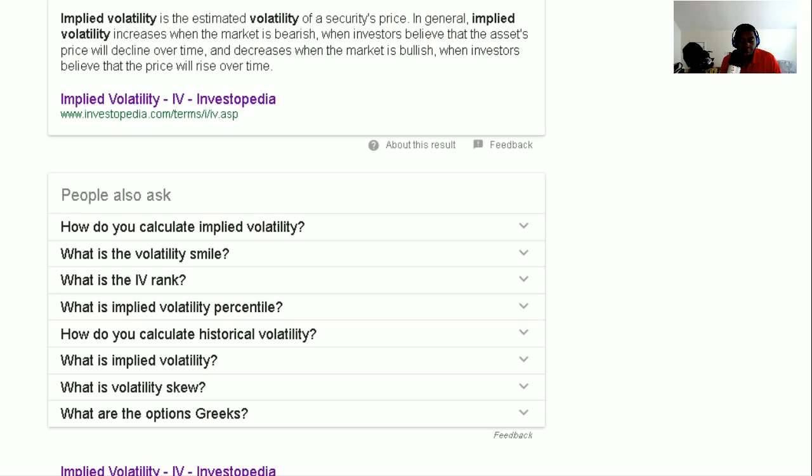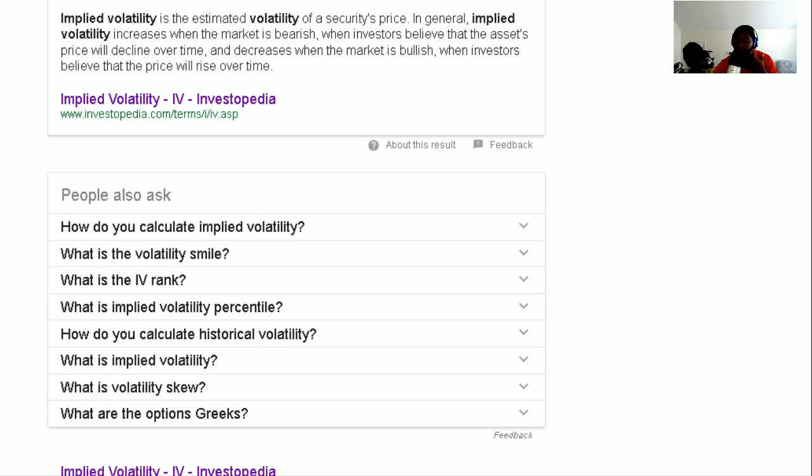So you want to look for solid implied volatility in the direction that you believe that particular stock is going to go. If you're buying a stock to go long, you're looking for low implied volatility. If you're looking for a stock to go down, you're looking for high implied volatility. But there are many other things that go into that, and we're going to see why.